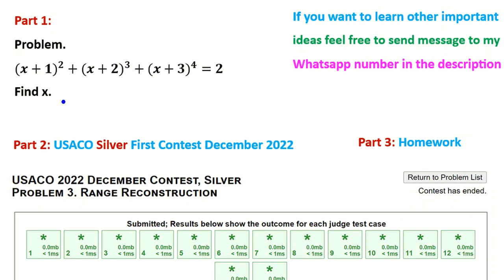Now, 3 parts. In part one, we'll solve this math problem. In the second part, we solve the last problem of USACO Silver First Contest, December 2022, and we will consider the ideas that are useful for preparation: USACO 2023, 2024, and so on. And in part 3, I leave a homework. So let's start with part 1.